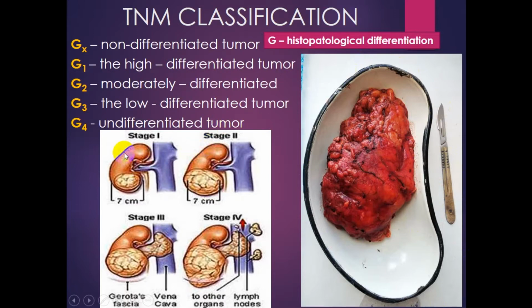Here you can see again the differentiation of staging according to the size and the appearance of the movement of metastases to organs and structures. Here you can see gradation from GX to G4, and G4 is one of the most difficult to treat. It's an undifferentiated tumor, because we don't know from what tissue the tumor grows, and it makes the treatment more difficult.